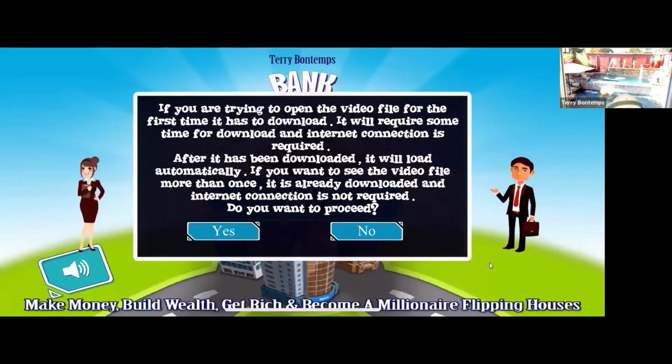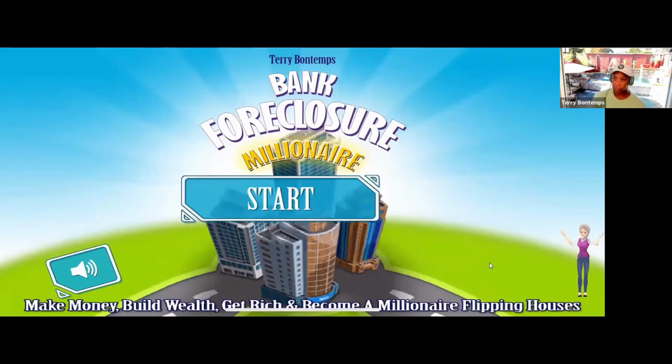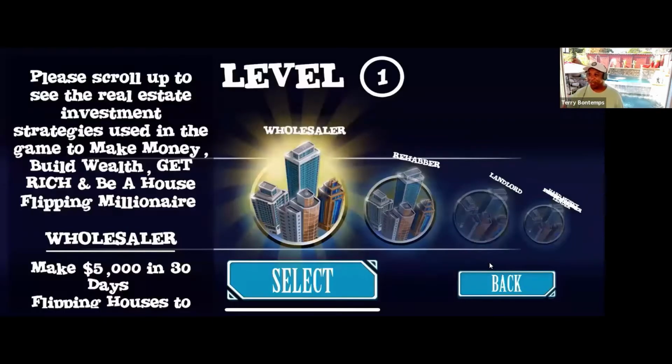Okay, so I don't want to watch the movie right now. Next thing you're going to do is go to start. That starts up the game. And this app talks to you also, okay? You won't understand it at first, but the more you play, the better you get. So remember I talked about wholesaler. If you just look to the right, yours, when you download, is going to have locks on it. This means mine is fully open.